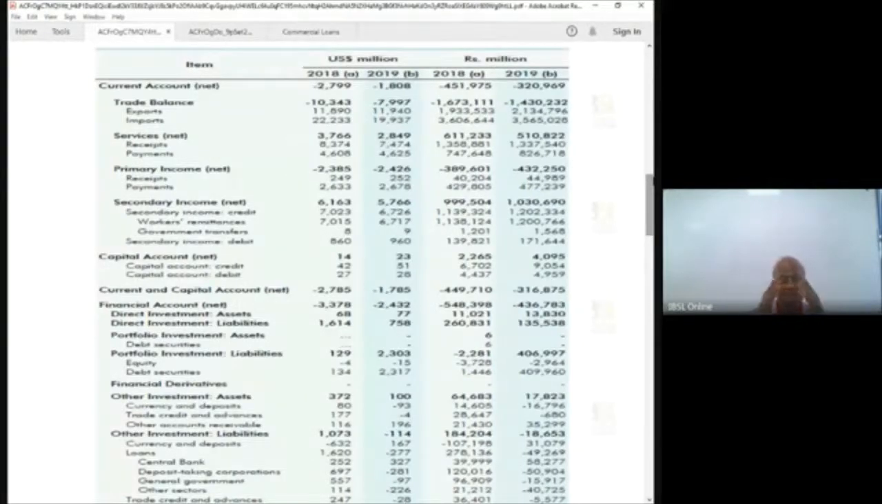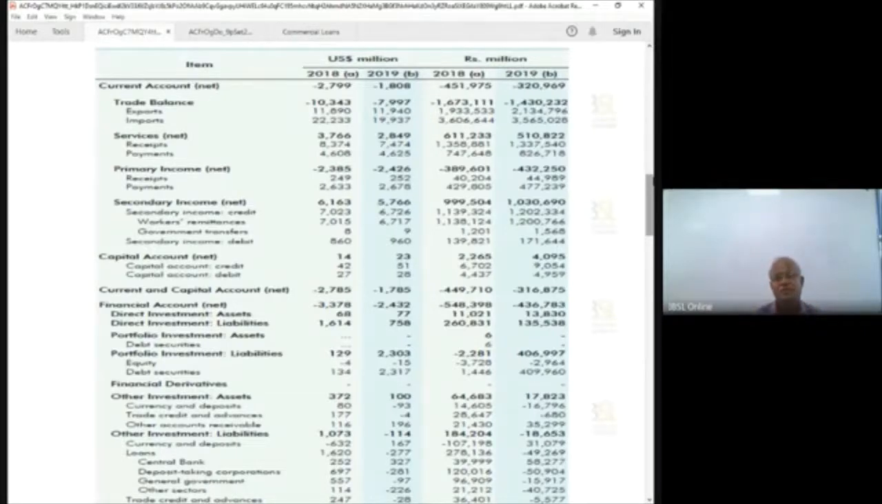Services, the net primary income, receipts and payments. Secondary income, receipts and payments. Then the capital account, a very small account. After that, current and capital account balances. In this current account, the largest account is the trade account. Trade balance. In the trade account you have two sides: exports and imports. We export tea, rubber, coconut, minor spice crops, tangible goods.